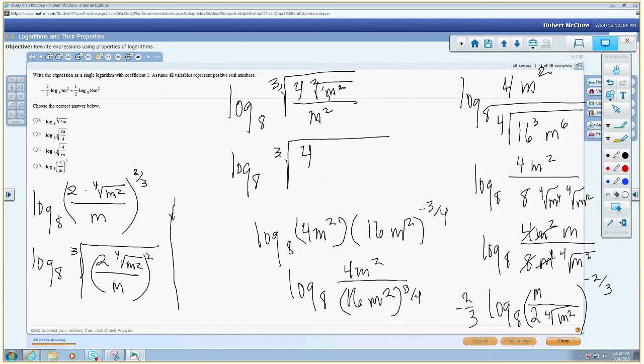And what's the square root of m squared? M, and that'd be m squared down there. And that'll cancel with this. And I get cube root of 4 over m. Log base 8 of cube root of 4 over m.